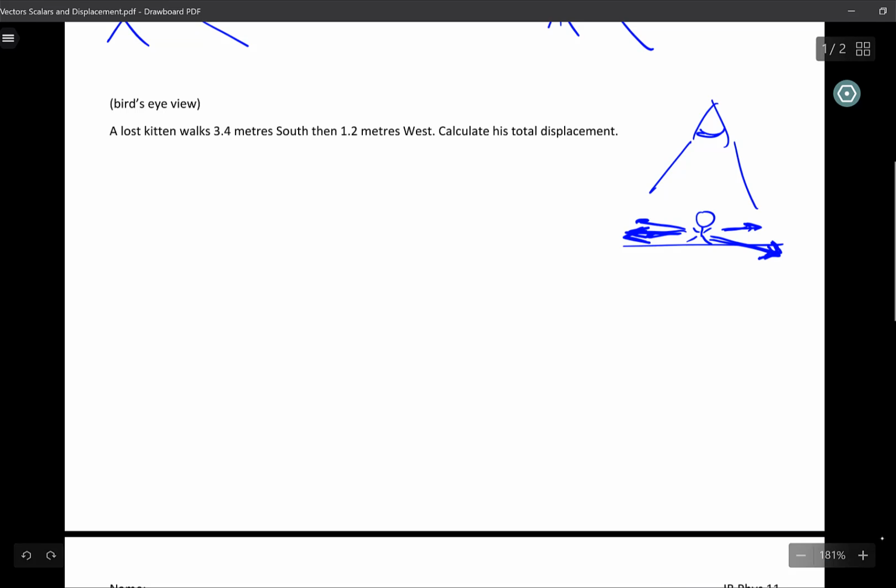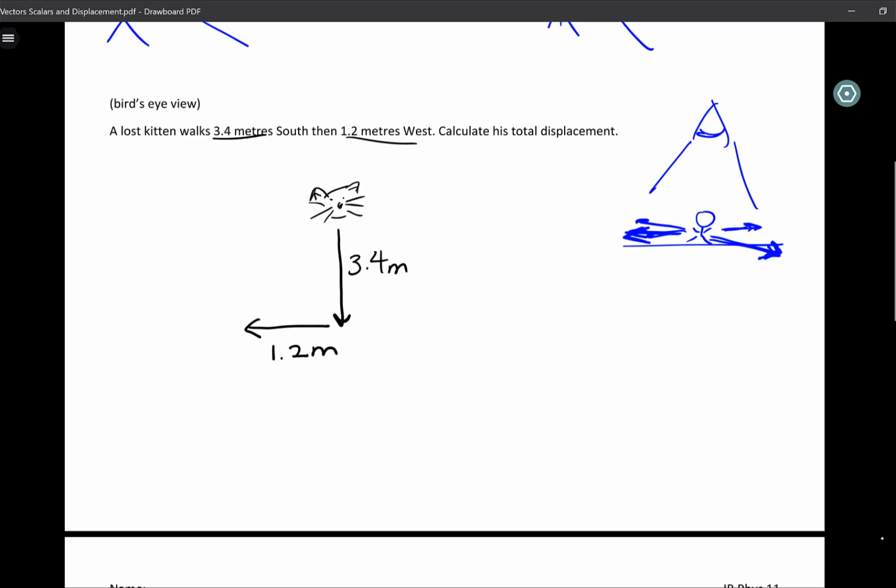Okay, let's do an example together. So we have here a lost kitten. Let's draw him here. The lost kitten is going to walk 3.4 meters south and then walks 1.2 meters west. So that's a little shorter, we can draw a little shorter arrow. 1.2 meters west. Calculate his total displacement.